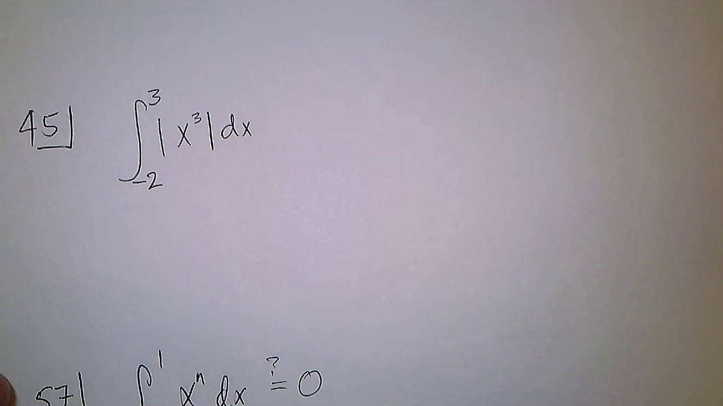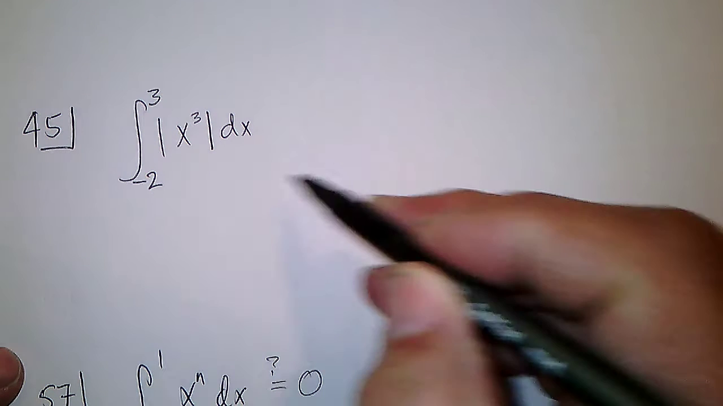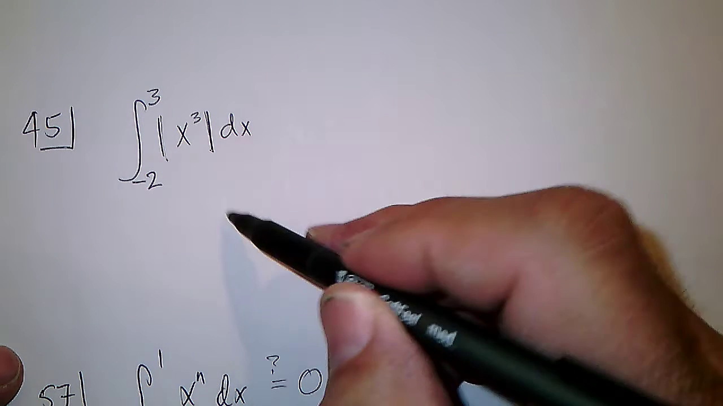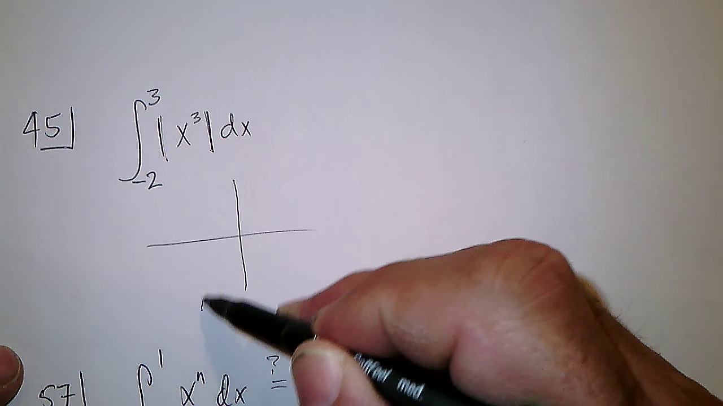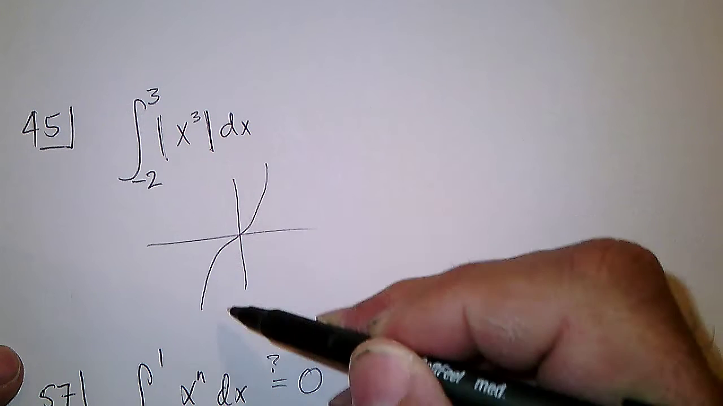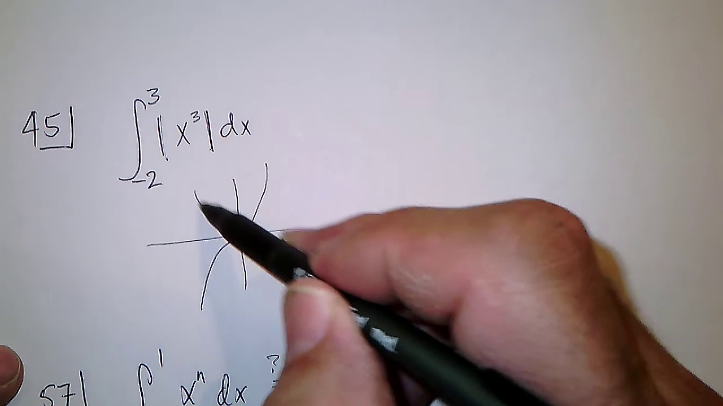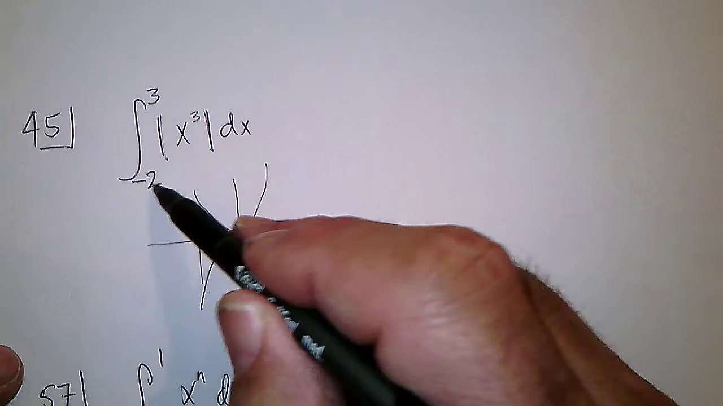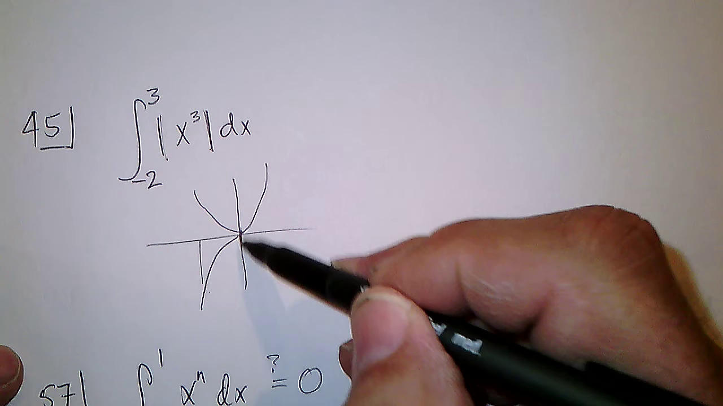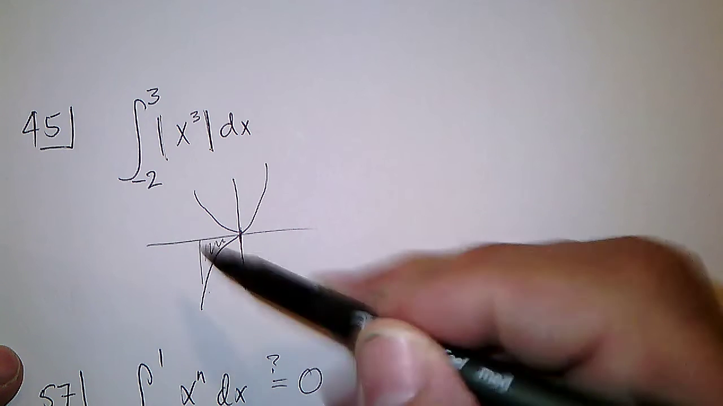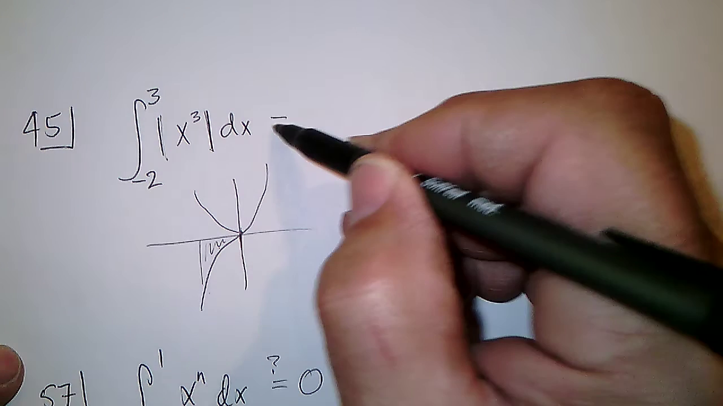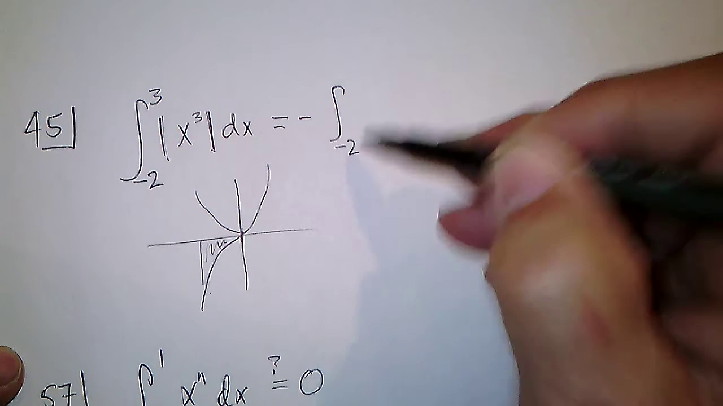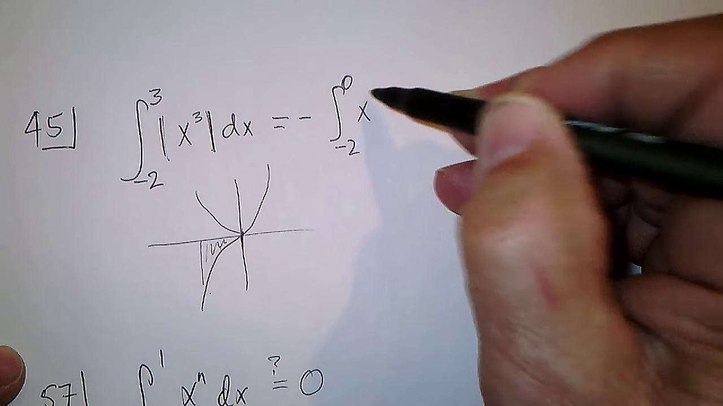Now, there's a couple ways to do this one. In class, I did it this way. I said, okay, absolute value of x cubed. Well, the cube looks like this, and the absolute value of it, this would come up here. This would be flipped up here. So if we figured out the area from -2 to 0, that would be negative area, and we just changed it to positive. So we could find the negative of the area from -2 to 0 of x to the third.